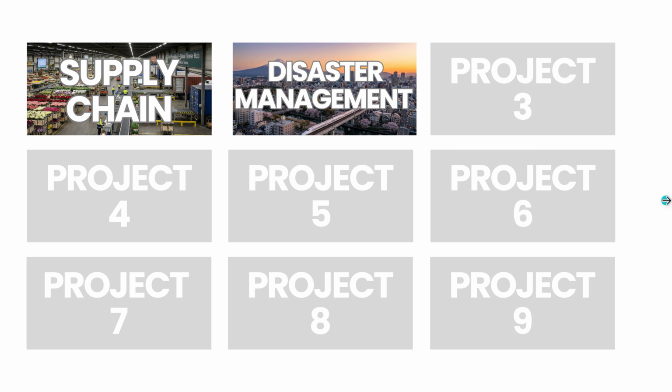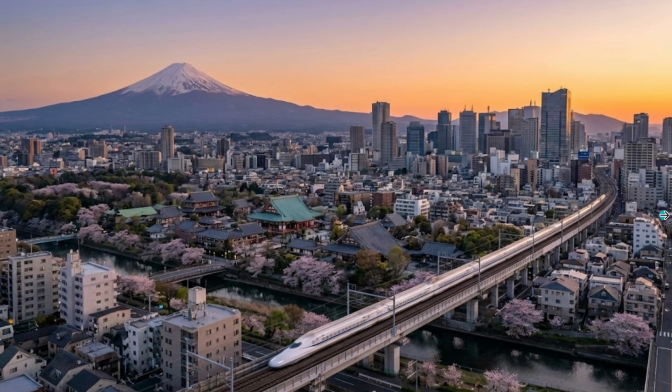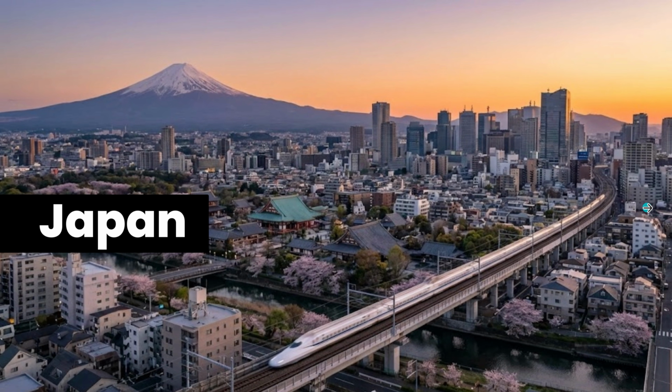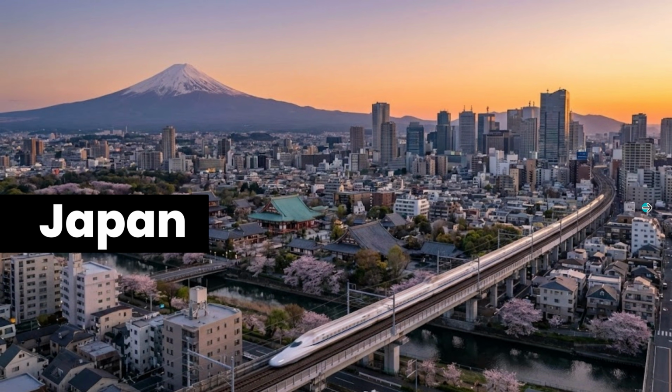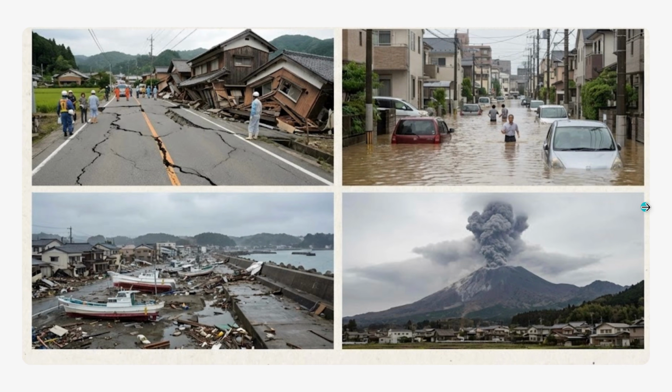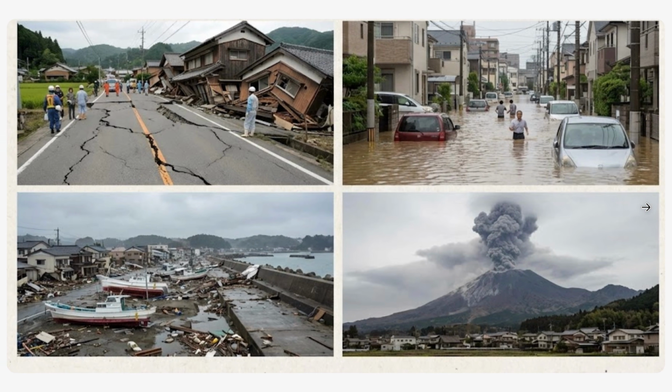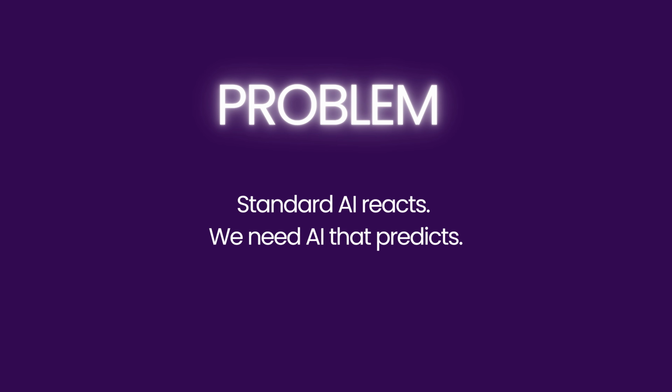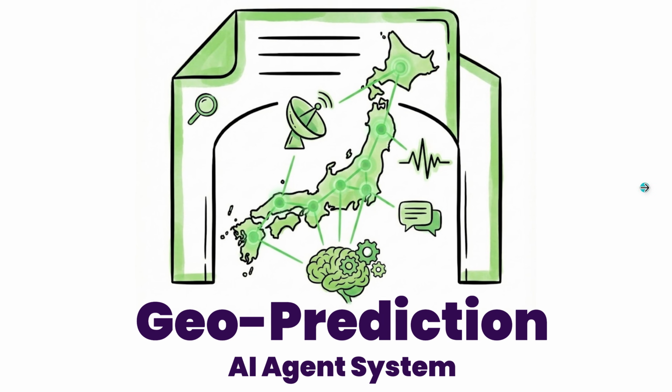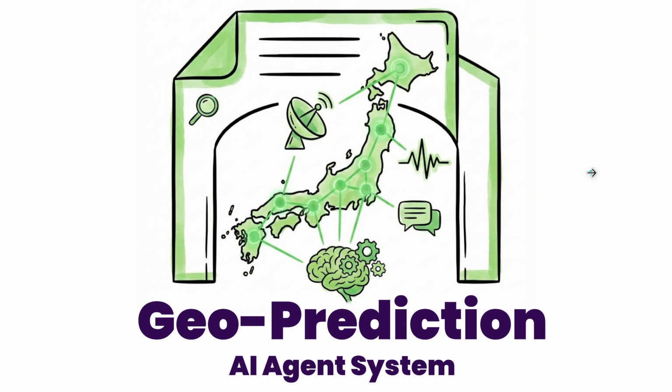This is the problem that so many countries face. For example, Japan has the most advanced infrastructure in the world, while at the same time facing all possible disasters in the world: earthquakes, floods, volcano eruptions, and AI can help with that. But the problem is that most standard AI just reacts, and we need something that can predict the future. So our solution is to build a geo-prediction AI agent system.